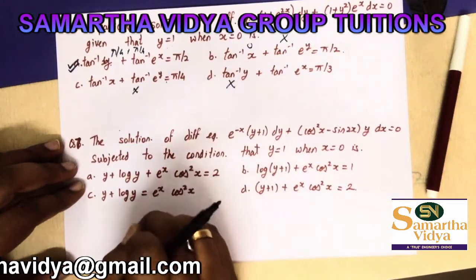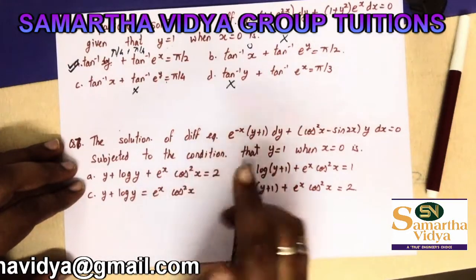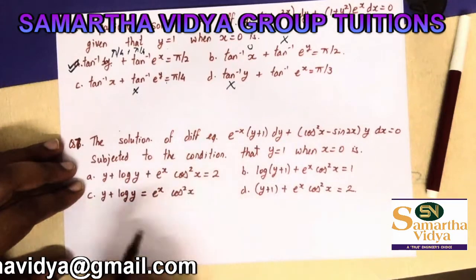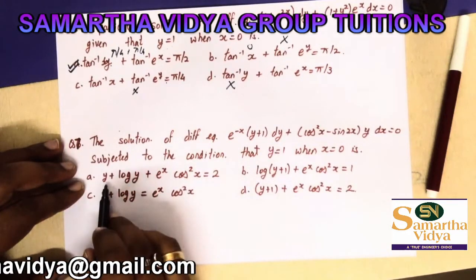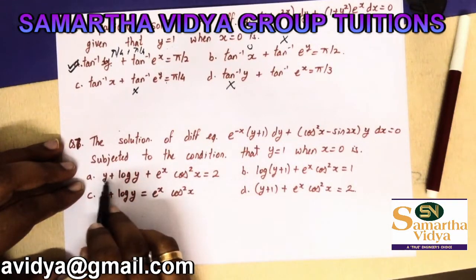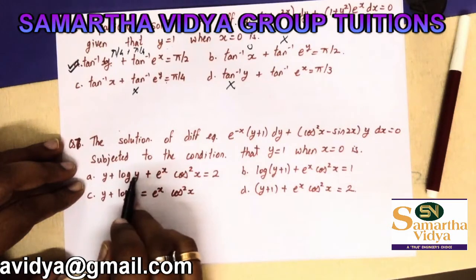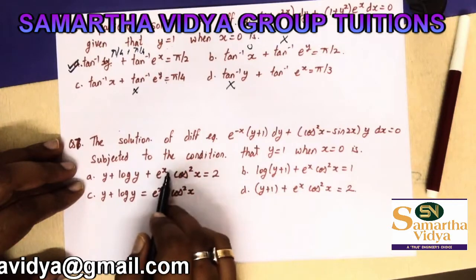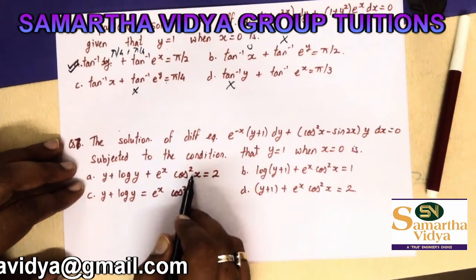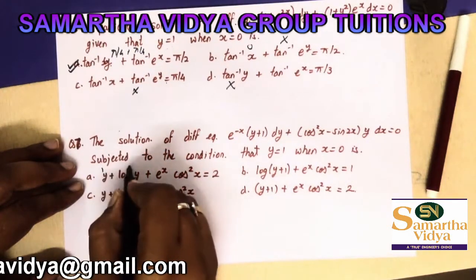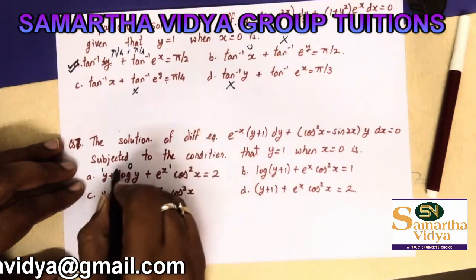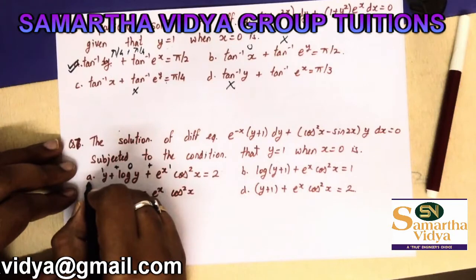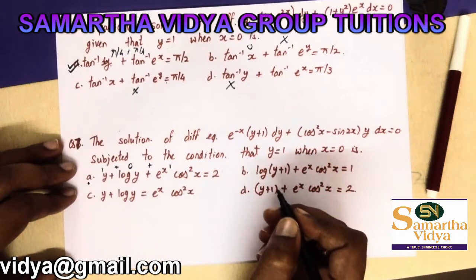So let's see whether this option is in that category or not. Again we have y is 1 and x is 0. Let us substitute in this equation. So we have y as 1, log 1 is 0, and e raised to 0 is 1, cos square 0 is also 1. So we are getting this as 1, this as 0, and this as 1. So 1 plus 1 is 2, which is true. So we can mark this as one of the options.